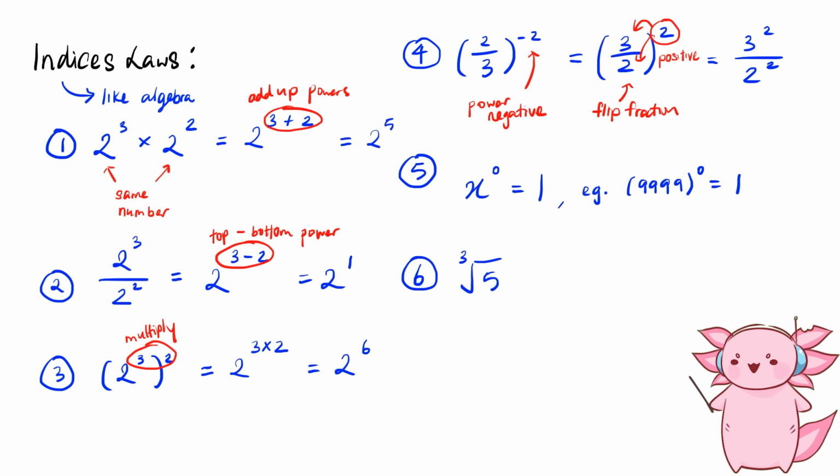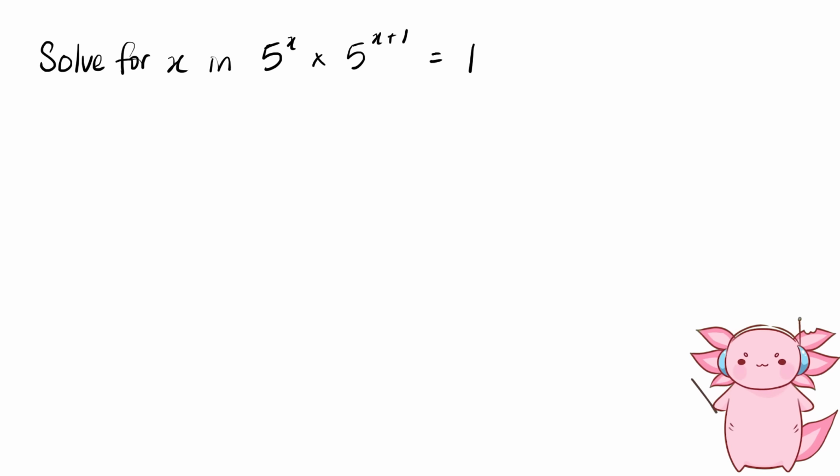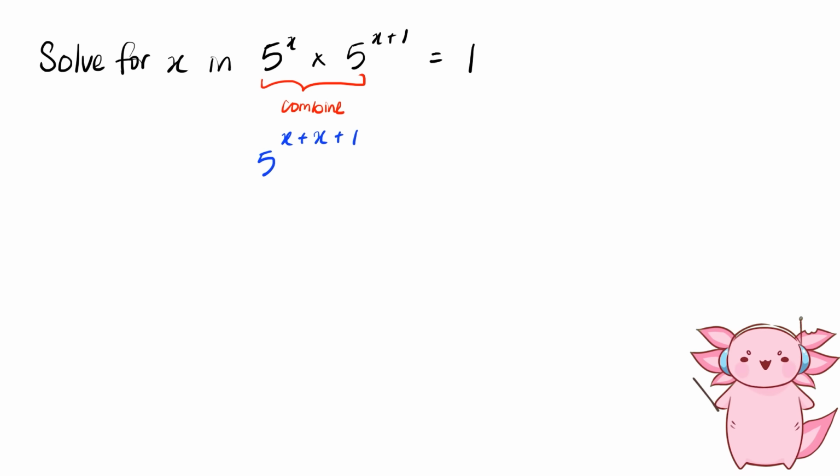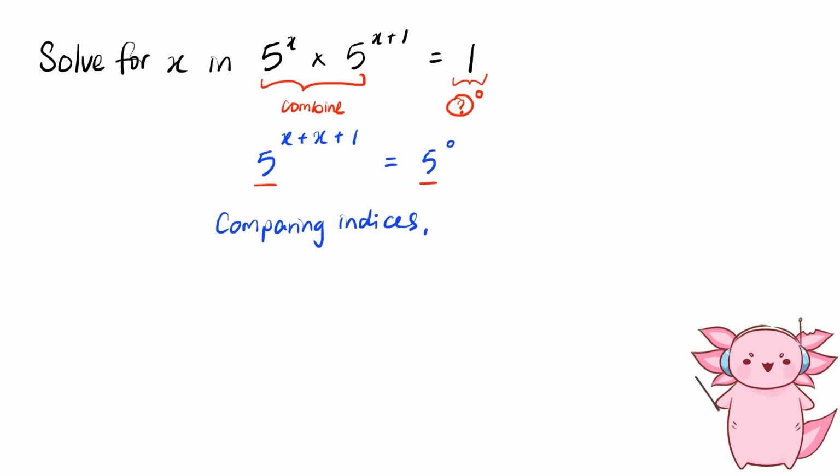Lastly, when you see a cube root, since this is a 3, it can be written as a power of 1 over 3. For this question, the first step is to combine the power for the 5s, and whenever you see a 1 here, you always think of something to the power of 0 is equal to 1. So let's write this as 5 to the power of 0. Since the base number is the same, we can compare the indices. So 2x plus 1 is equal to 0, and we can finally solve for x is equal to negative half.